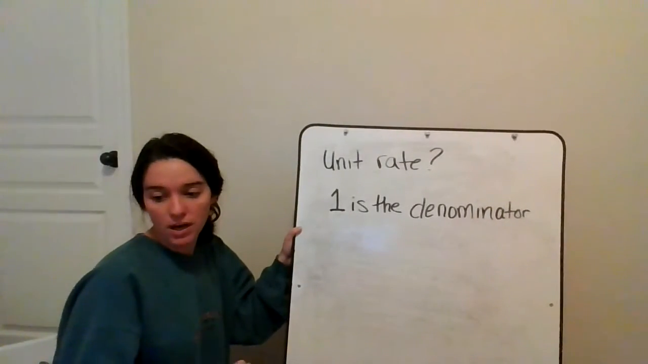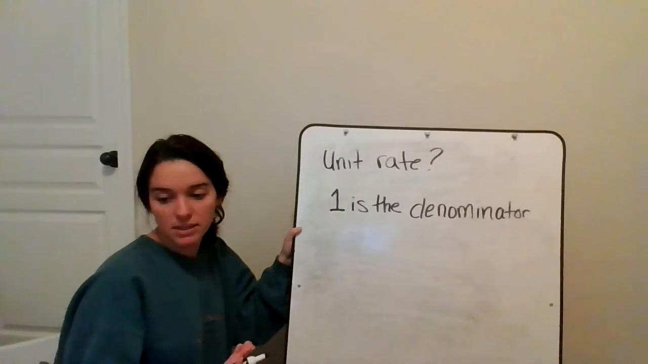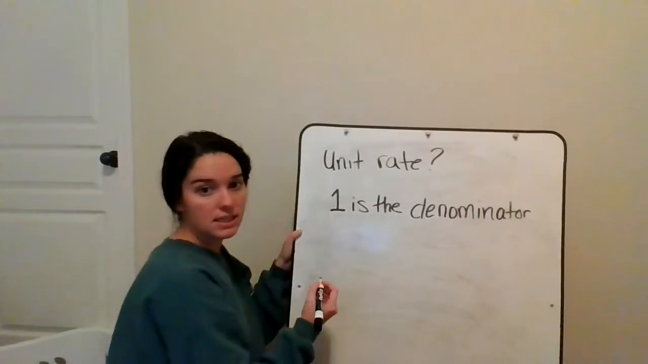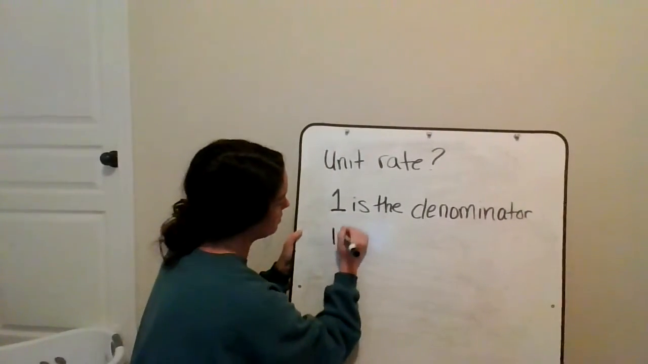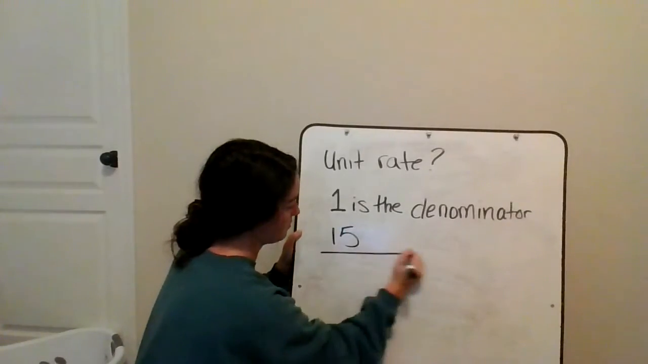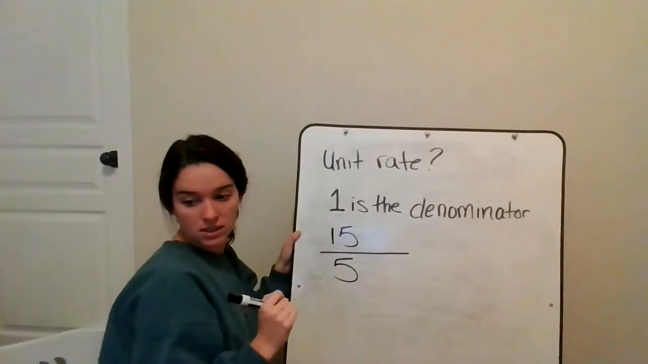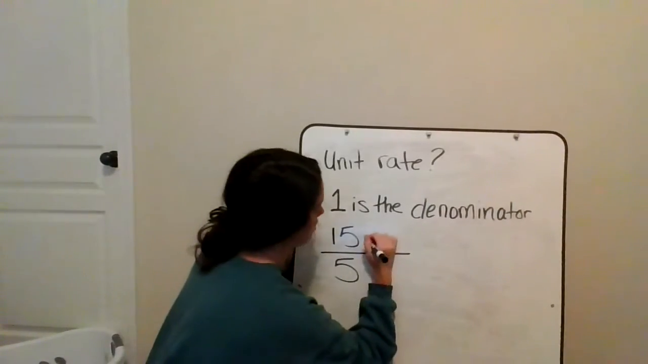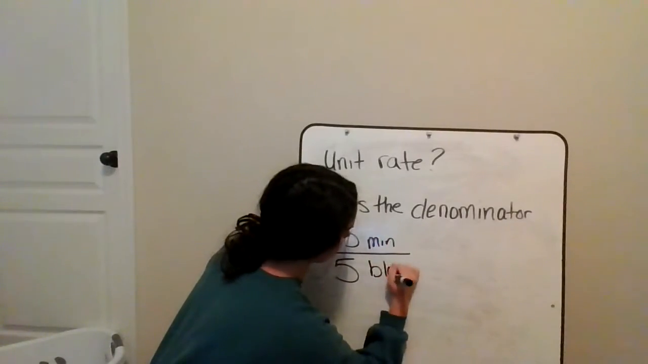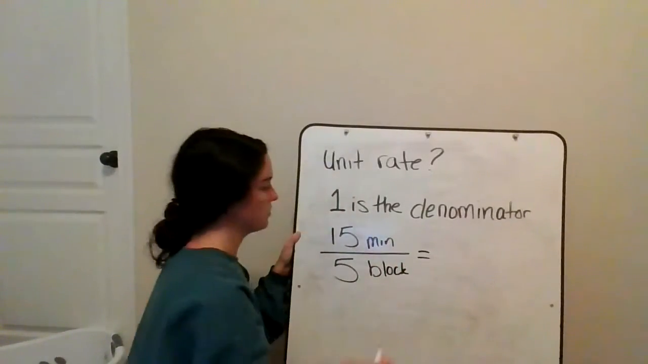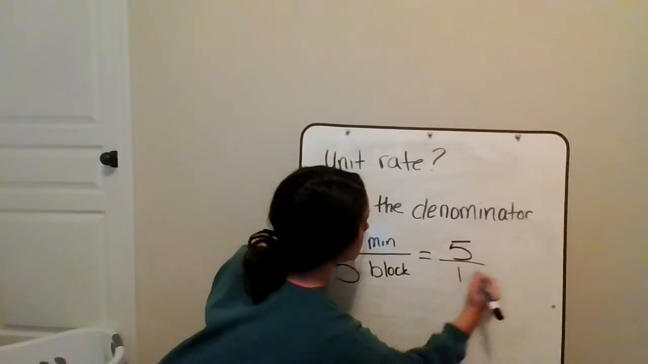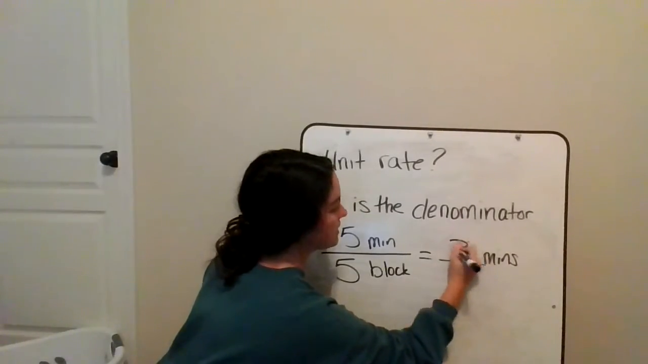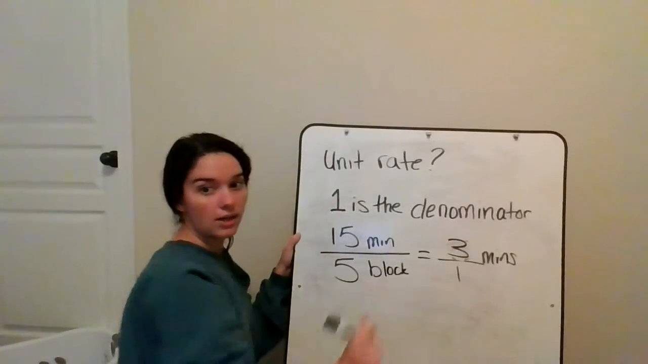All right, the next thing it says, Mike walked 5 blocks in 15 minutes. How many minutes did it take for him to walk 1 block? So how many minutes did it take him to walk 5 blocks? So 15 minutes, 5 blocks. Because it says how many minutes did it take him to walk 1 block? This is simple division. So 15/5, 3/1. Sorry, guys. So it takes 3 minutes to walk 1 block.